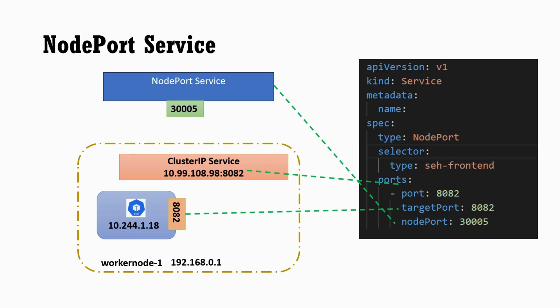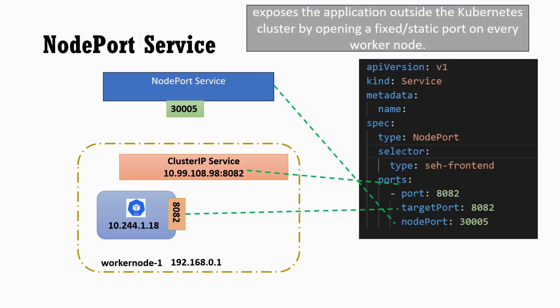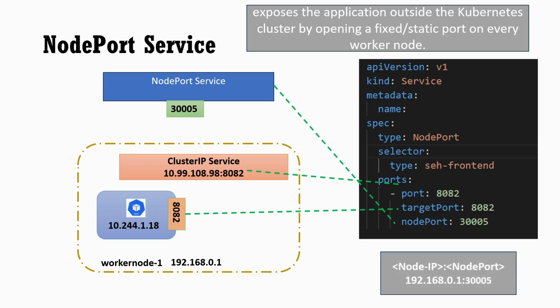Now let's discuss what is a NodePort service. A NodePort service exposes our application outside the Kubernetes cluster by opening a fixed or static port on every worker node. In simple terms, this is what happens. Kubernetes opens the same port on all worker nodes. External users can access the application using NodeIP:NodePort. There is no ingress, no load balancer involved here. It's direct access. Because of this behavior, NodePort services can be used to access web applications that are facing the internet, especially in demo or learning scenarios.